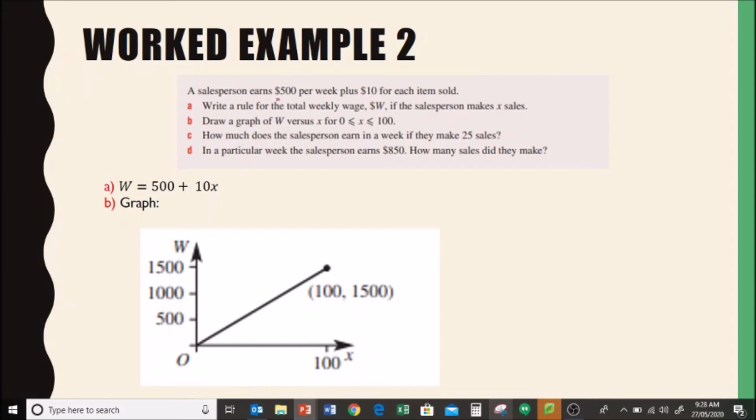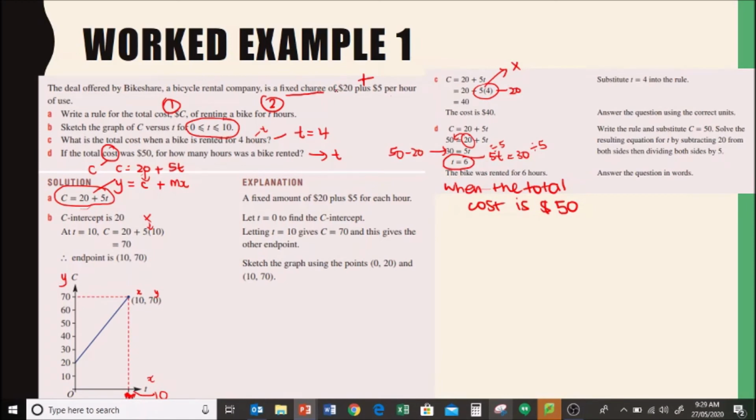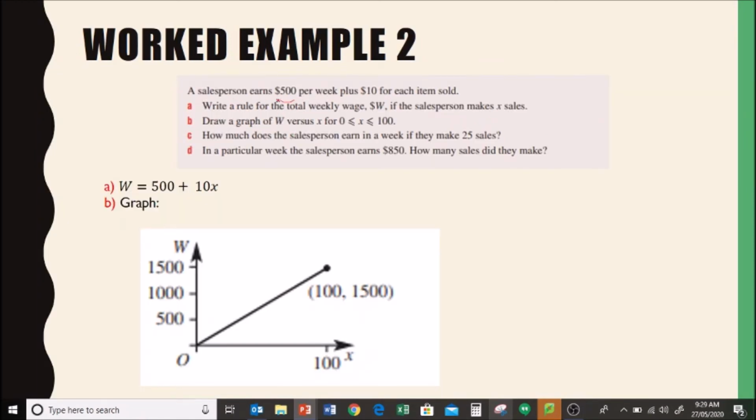A salesperson earns $500 per week plus $10 for each item sold. So before we had a fixed price of $20, we can see here that this salesperson earns $500 a week, which is their fixed price, plus $10 for every item sold. So it says in A, write a rule for the total weekly wage, W dollars, so it's giving you your first variable, if the salesperson makes X sales. So that's your second variable. So we could write that your total weekly wage is the starting price $500 plus $10 for every item sold.